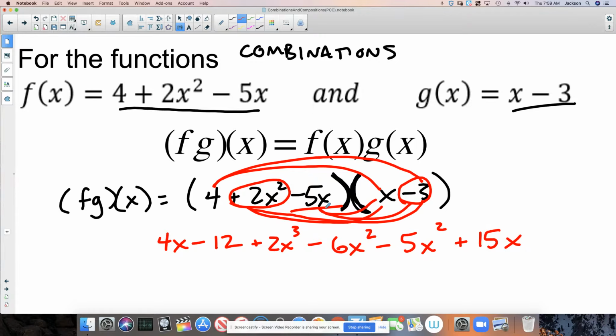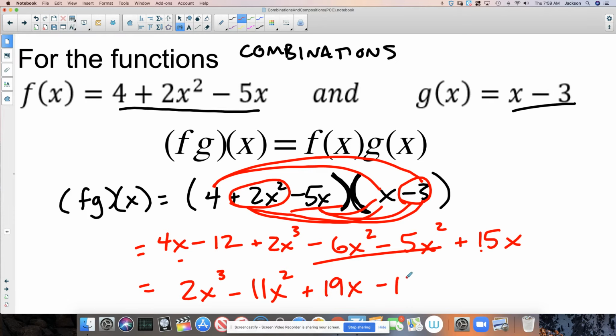So make sure we bring the sign in front of the term with it when I do this. We can't really call this foiling, because there's more than two binomials, but this is really a distributing of all of these terms. And then when we combine our like terms, we have 1 cubed term, 2x cubed. We have these two x squared terms, which is negative 11x squared. We have 4x plus 15x, which is positive 19x. And then we have a negative 12 left over. So this is our function f times g of x, or fg of x.